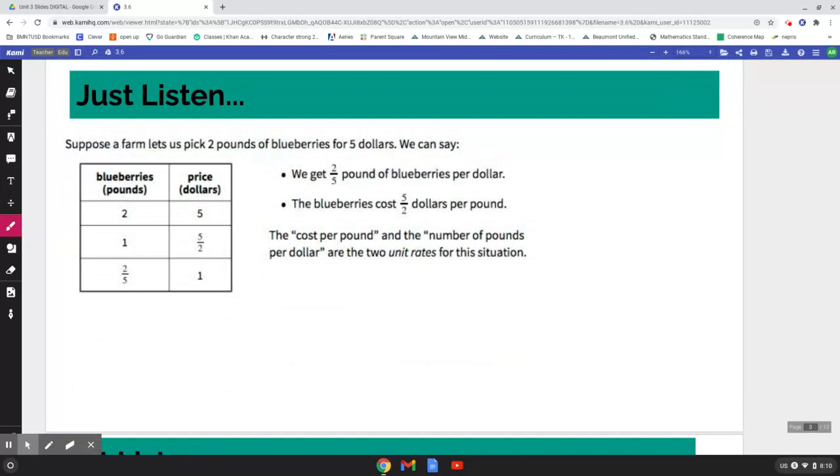So you're just listening. Suppose a farm lets us pick 2 pounds of blueberries for $5. We can say we get 2/5 pounds of blueberries per dollar. Notice the pound and the dollar and where they are in the sentence. And then it also has the blueberries cost 5/2 per pound. So notice that now we have dollars per pound. So the cost per pound and the number of pounds per dollar are the two unit rates for the situation.